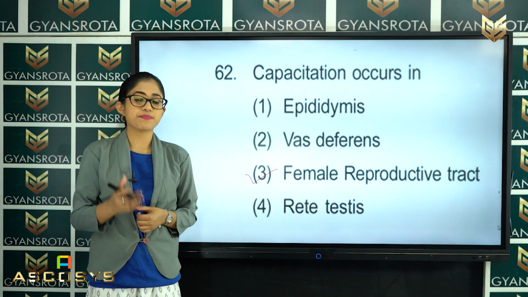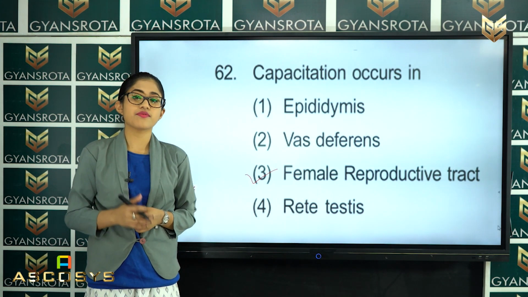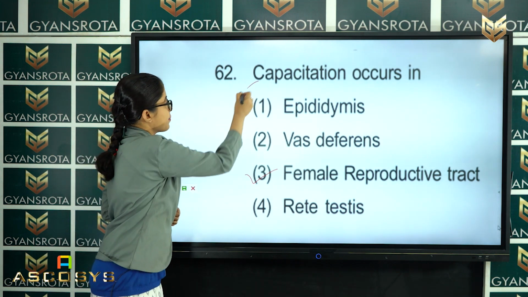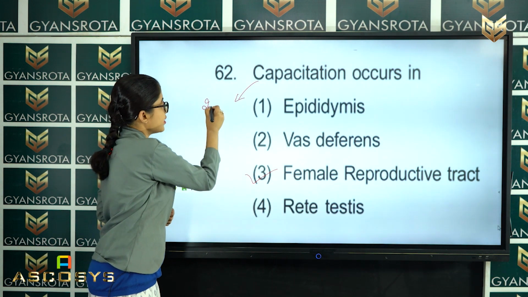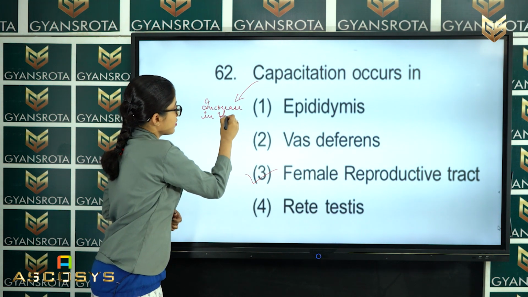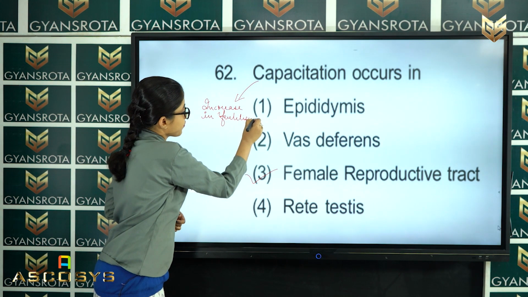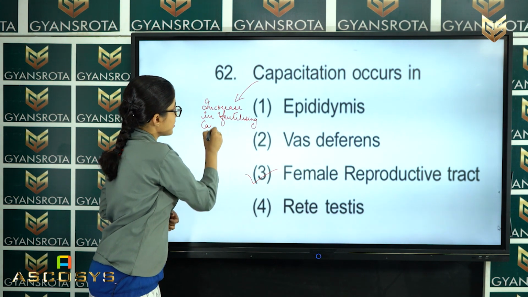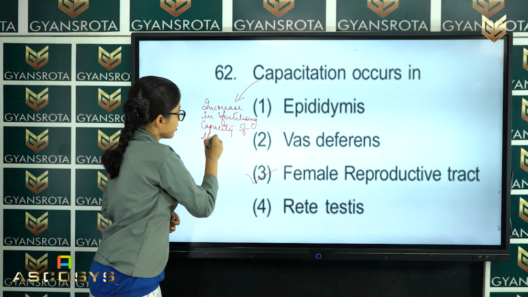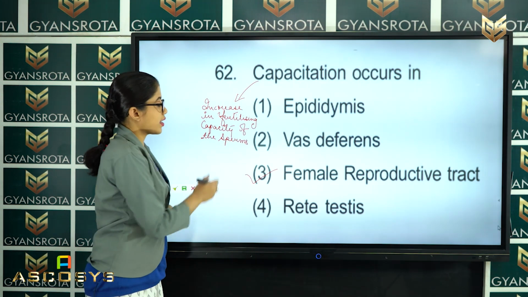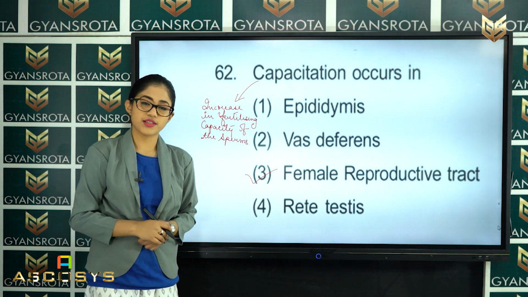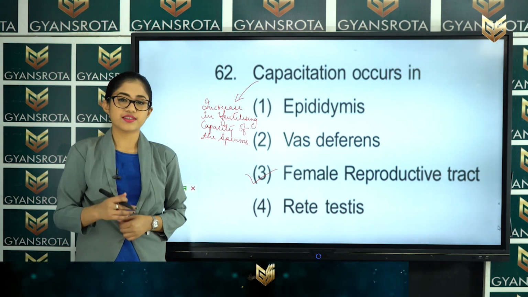And what do you mean by this capacitation? That is the increasing of the fertilizing capacity of the sperms. So, I hope you have remembered this. So, capacitation, what does it mean? It means the increase in fertilizing capacity of the sperms, and it occurs in the female reproductive tract. So, this is the correct option for this question. Alright. Now, let us see the next question.